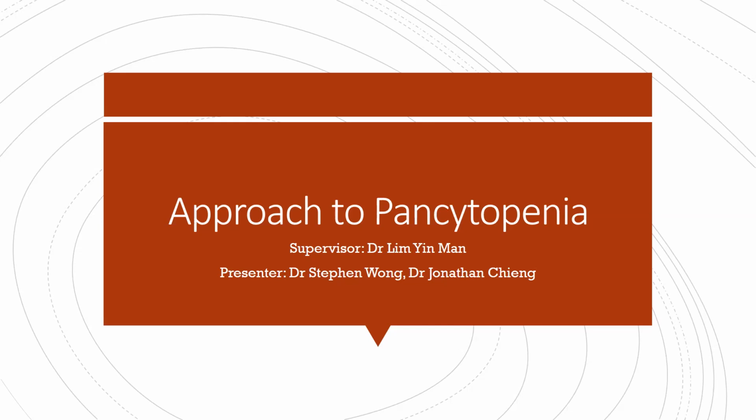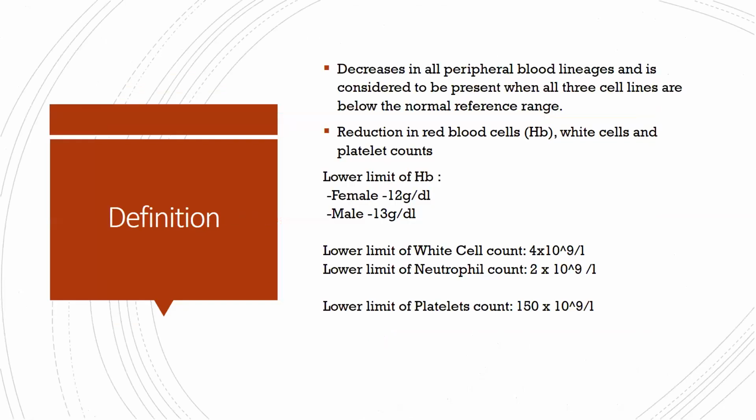So first things first, what is the definition of pancytopenia? So pancytopenia is the decrease in all peripheral blood lineages, which is the red blood cell, white cell, and platelet counts. So just basic information, lower limit of HB for female is 12, for male is 13, and the lower limit of white cell is 4, neutrophil count is 2, as well as the lower limit of platelet is 150. Okay, so pancytopenia is defined when all these three are actually below the normal reference range.